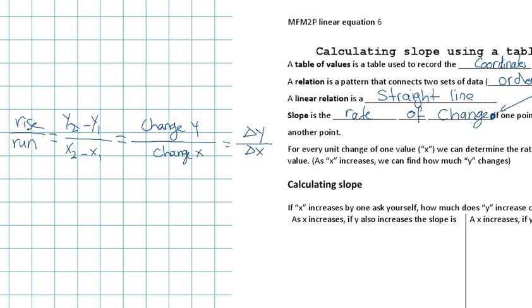Change in y means you're finding the difference between y2 and y1. That's what the change means. Okay? So that's why we do the subtraction: y2 minus y1, and then over the change in x, so that's x2 minus x1, which also means it's your rise over your run. Exactly the same. Okay? Pick one and know it.